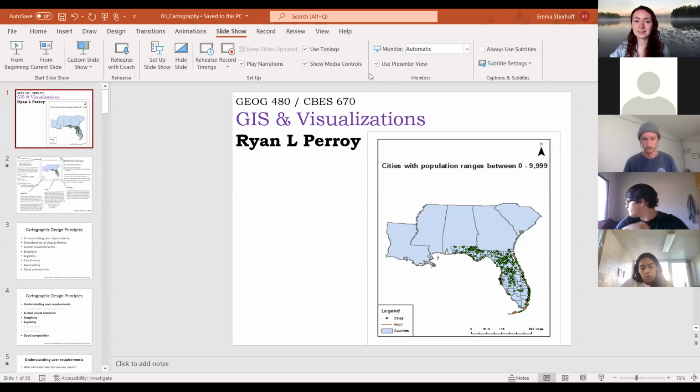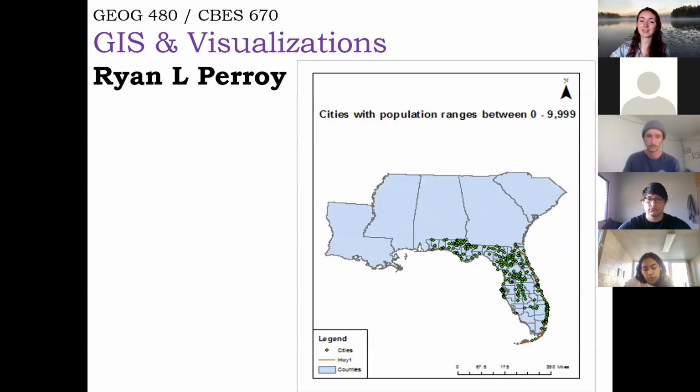So today, let me pull up the chat. We're going to be talking about cartographic principles. Map making is both a science and an art, and we're going to be talking a little bit more about the art component. We're going to start off with a little game of what's wrong with this picture. Take a look at this map and tell me what you think doesn't look quite right.